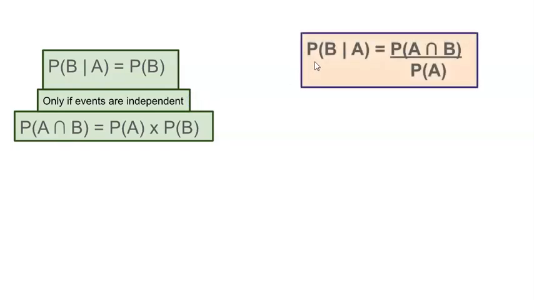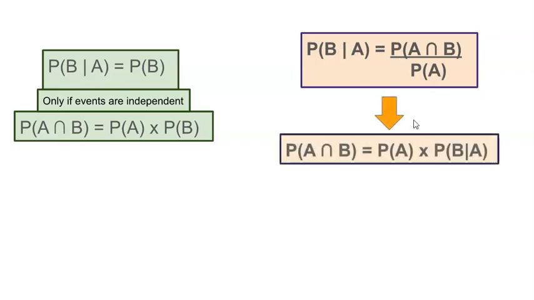At the beginning of the lesson, we're also given the rule that the probability of B given A equals the probability of A and B divided by the probability of A. Now, if we look closely at this equation, we can isolate the probability of A and B and get a formula for the probability of A and B that always works, regardless of whether or not the two events are independent. So let's multiply the probability of A to both sides of the equation, and we'll get the probability of A times the probability of B given A equals the probability of A and B.